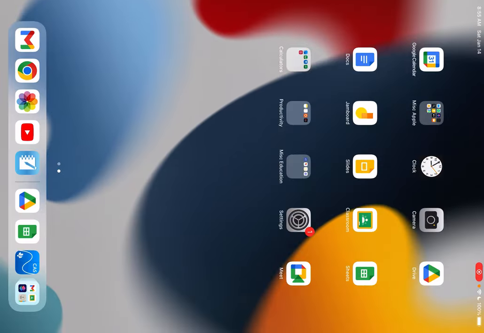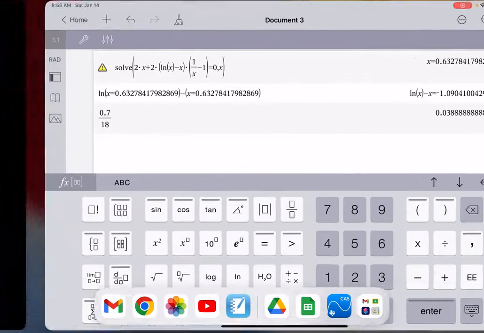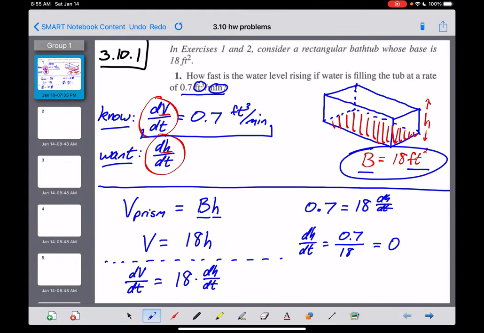So let's go to our calculator right here. 0.7 divided by the 18 right there. And that's going to get us this ugly number of 0.039 if we were rounding to the nearest thousandth.